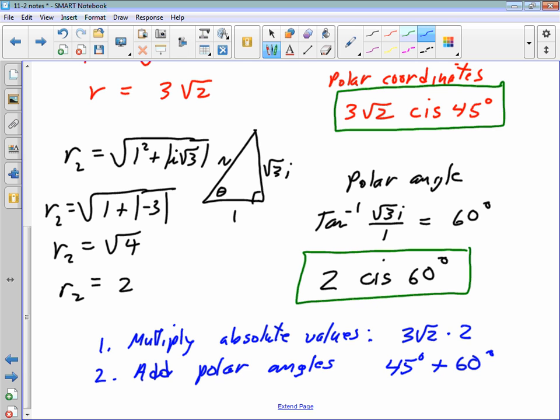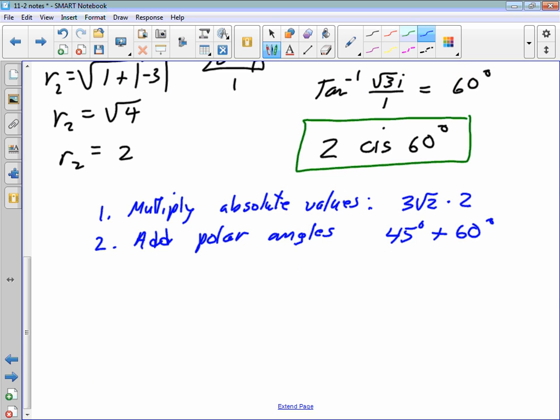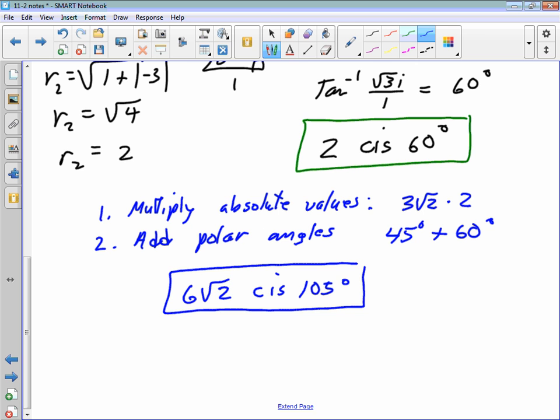And let's see what we come up with then. So we would have 6 times the square root of 2, cis 105 degrees. And that, ladies and gentlemen, is the product of two complex numbers in polar form.